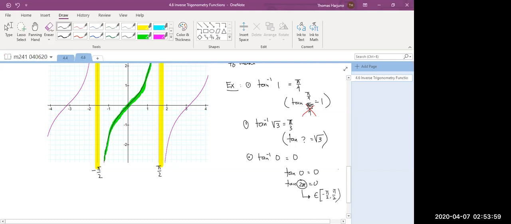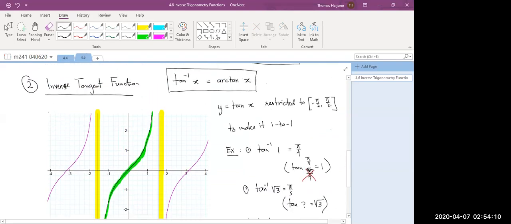Actually, I made a very fatal mistake. I should not use brackets there. I should use parentheses instead of brackets here. Why? Because pi over 2 and negative pi over 2 are not in the domain of tangent anyway, to start with. So you cannot use pi over 2, is what you're saying? Yes, that's what I'm saying. We cannot use pi over 2.